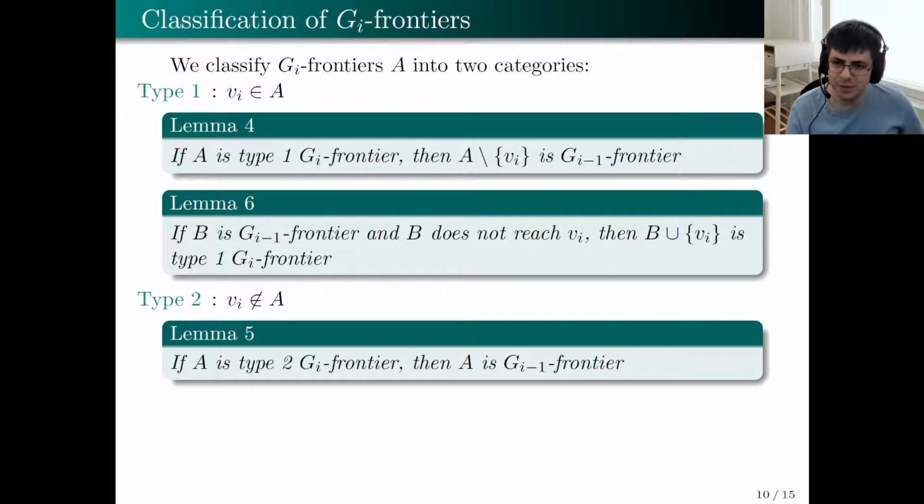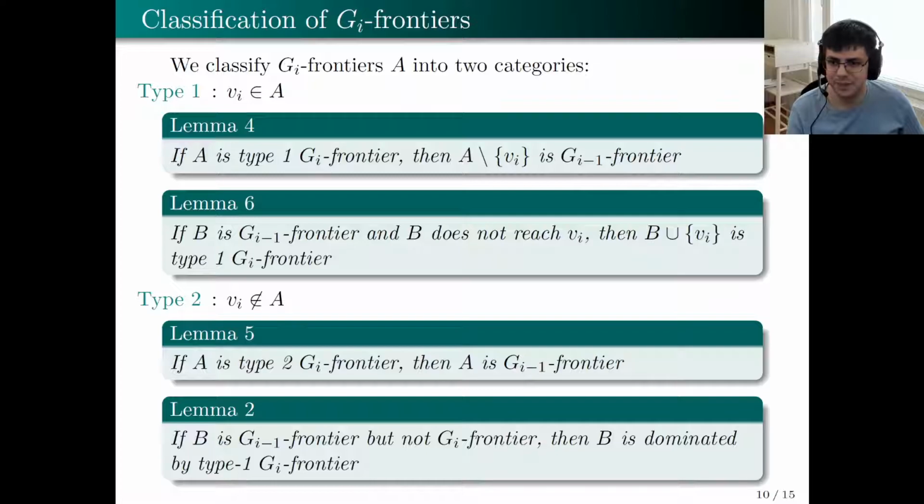For the type 2 frontier antichains, they are G_{i-1} frontiers also. Moreover, if B is a G_{i-1} frontier but not a G_i frontier, then B is dominated by a type 1 G_i frontier. These 4 lemmas about frontier antichains give us a way to compute them.